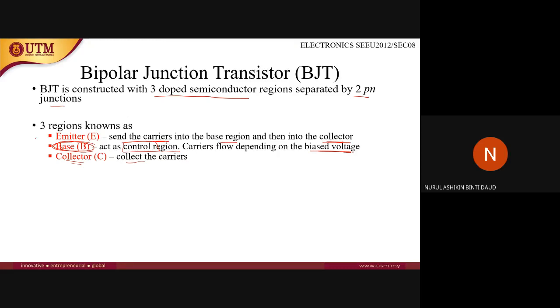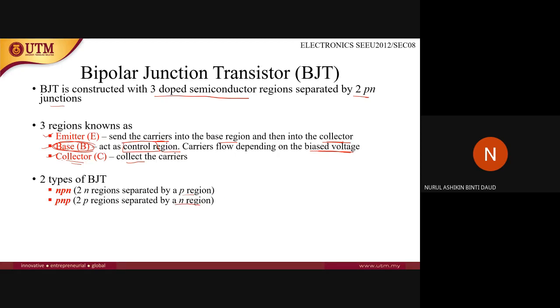So we have three regions in BJT that you have to know. E, B, and C. E for emitter, B for base, and C for collector. And then there are two types of BJT, as I mentioned earlier. We have NPN, which is two N regions separated by P region in the middle. And we have PNP, which is two P regions separated by N region in the middle.